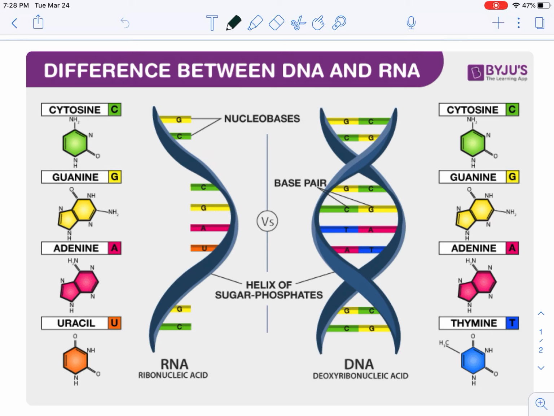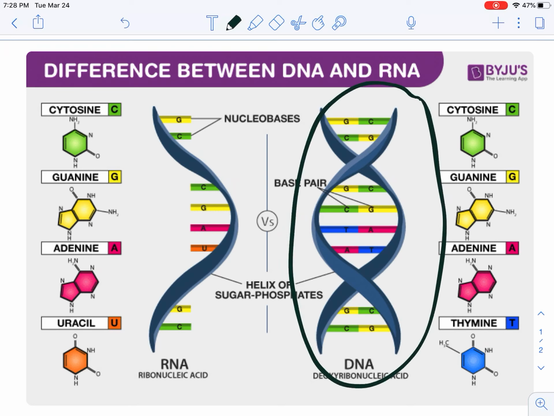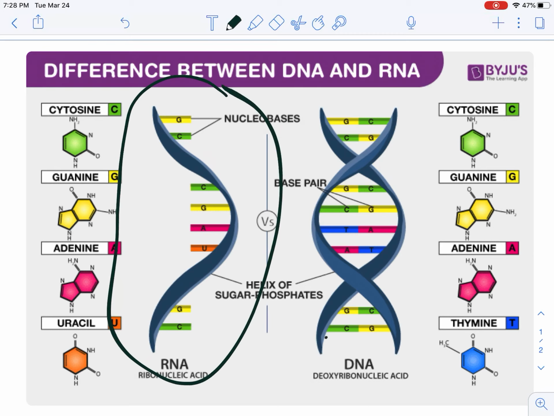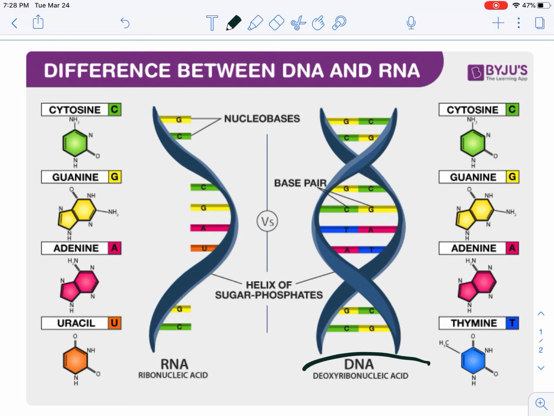So to start here, here's the DNA on the right, and then you have RNA on the left. DNA stands for deoxyribonucleic acid. RNA stands for ribonucleic acid. A couple of key differences is that DNA has this double strand where there are two strands that twist around each other, and then you have RNA with just one single strand. Both of them can carry the same information, but they have different functions.